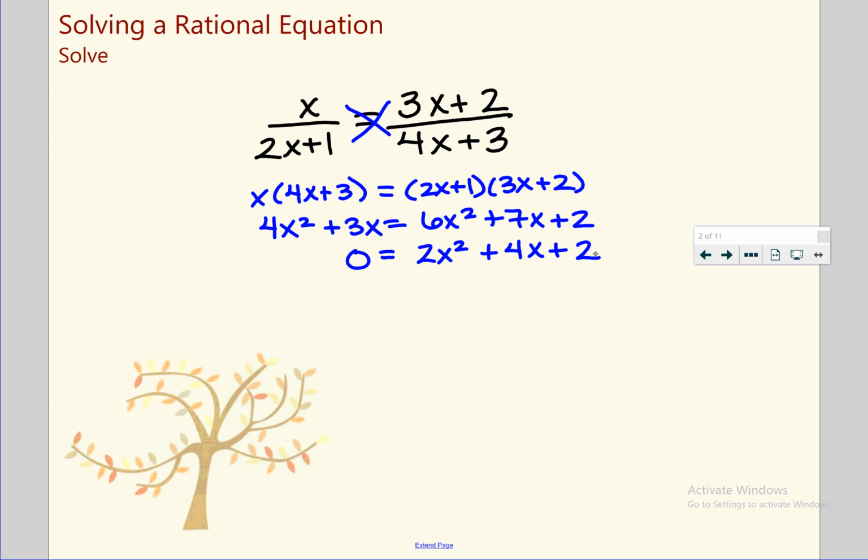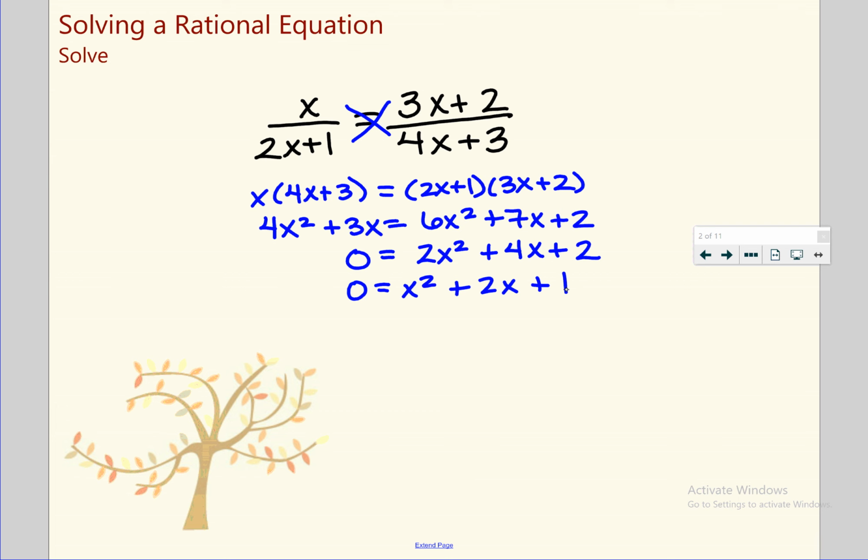What do you notice about all the terms in this problem? Everything is, yeah, divisible by 2. Take a 2 out. So I'm just going to divide everything by 2. 0 divided by 2 is still just 0. I'm going to have an x squared plus 2x plus 1. And now my choices are, because there's 2 x's here, I can either factor it or use the quadratic formula.